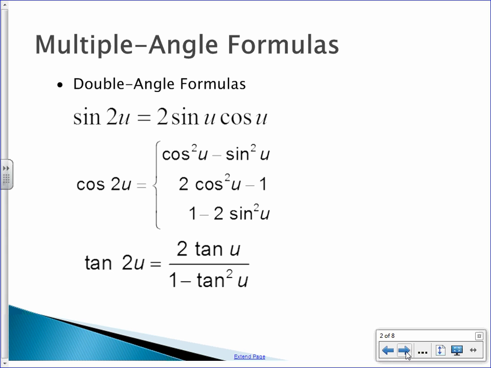So here are our 3 double angle formulas. Notice how cosine has a few different ones we can use. That's because of our Pythagorean identities. Whichever one is more useful to us, we can use. So go ahead and write these down, and then we will talk about why they work and how they work.